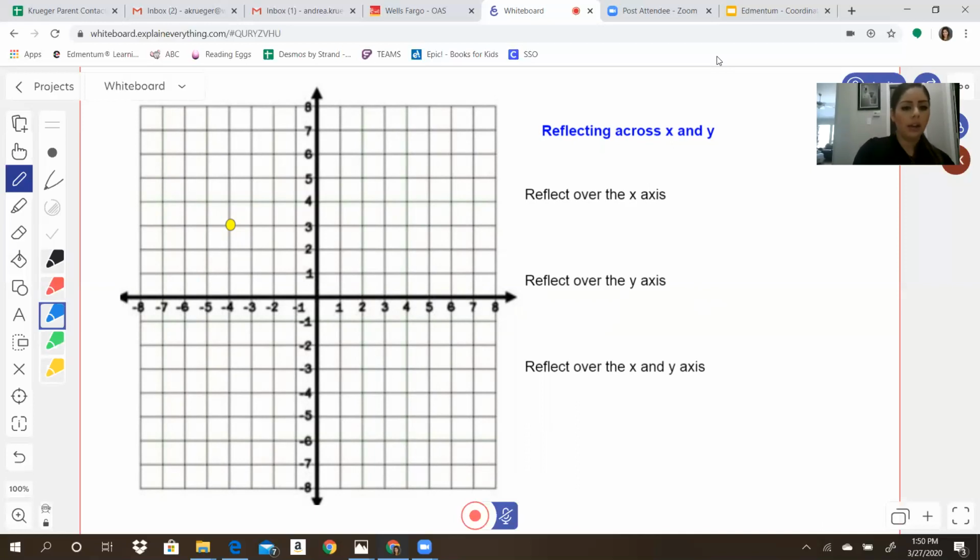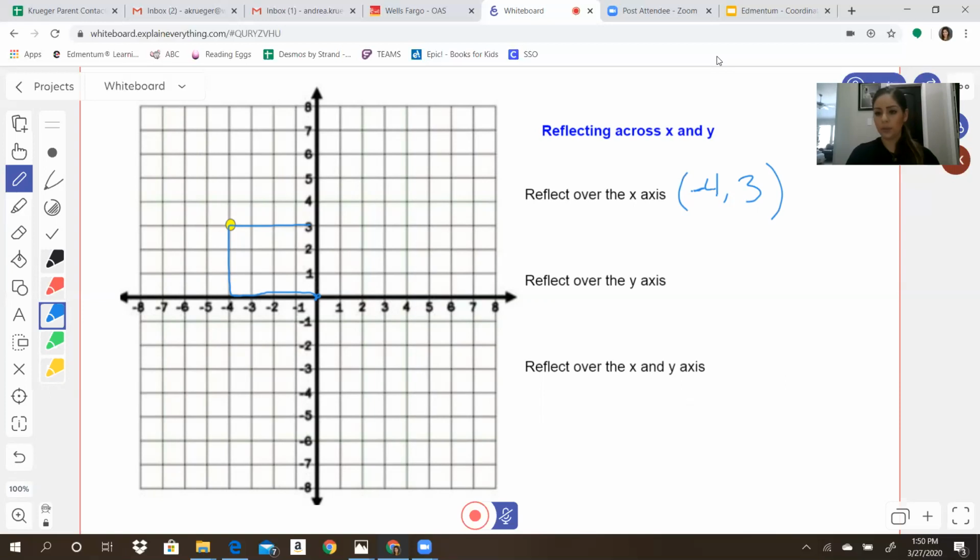So right now, x is, I'm getting a little blue pen, starting at our origin. My x is negative 4, and my y is 3. So now we're going to take this point and we're going to reflect it over the x-axis.